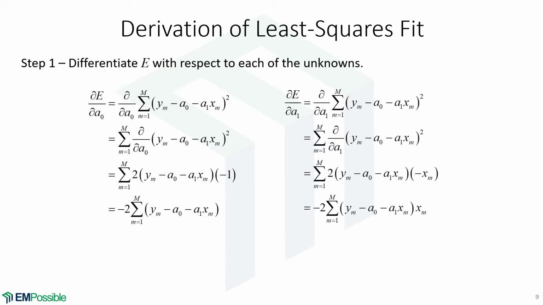We do the same thing with respect to A1. We'll bring the partial derivative inside. We use the chain rule, so the square comes to the outside. The derivative here is a minus xm because we're differentiating with respect to A1, so we get our minus xm here. And we can bring the minus and the 2 to the outside. And here's our final expression for the derivative with respect to A1.